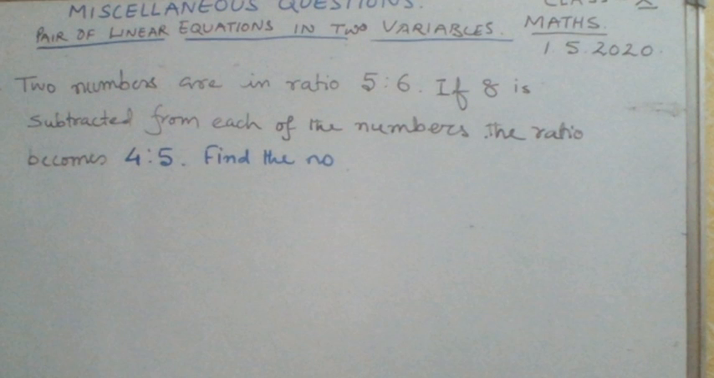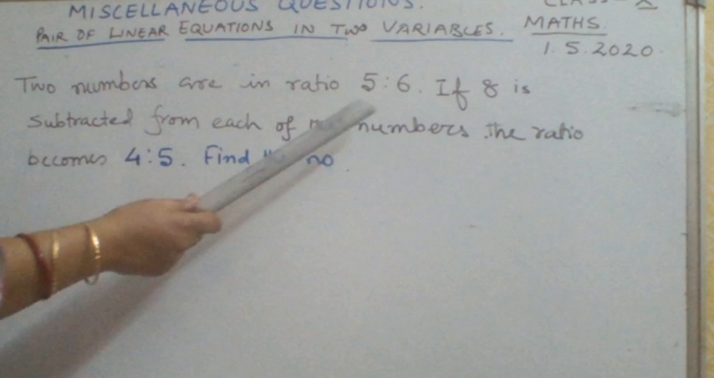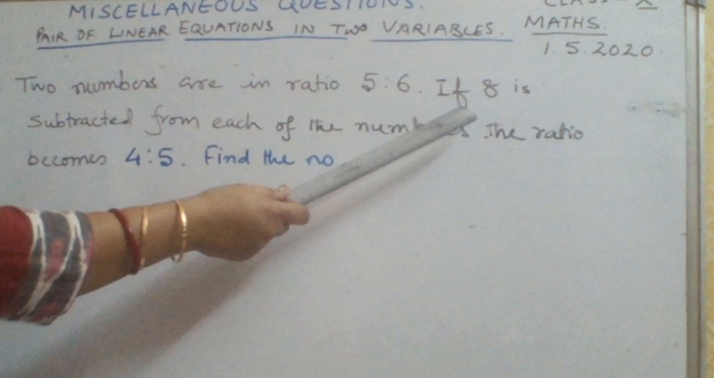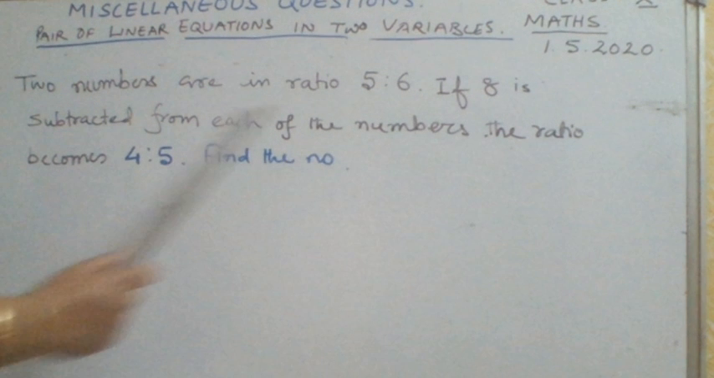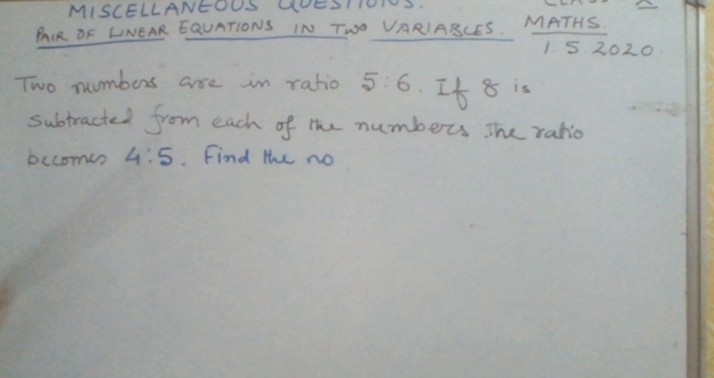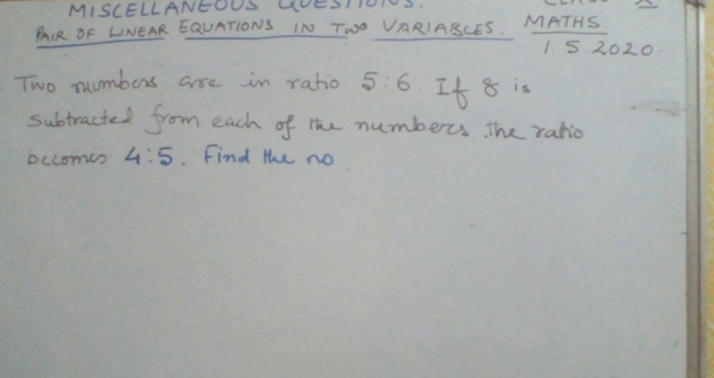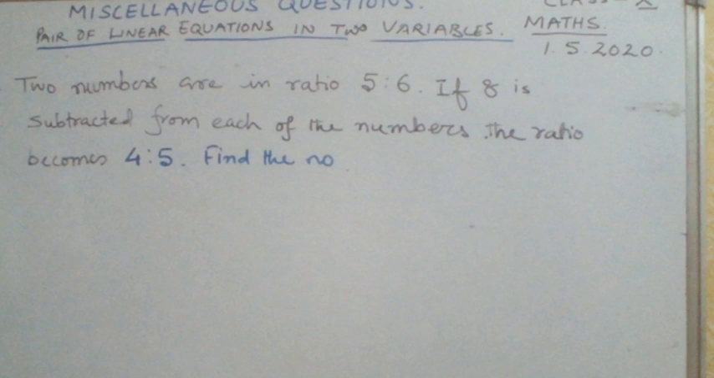Okay? Find the numbers. Two numbers are in ratio 5:6. If 8 is subtracted from each of the numbers, the ratio becomes 4:5. Find the numbers. Okay? So please solve it. Solve it quickly.